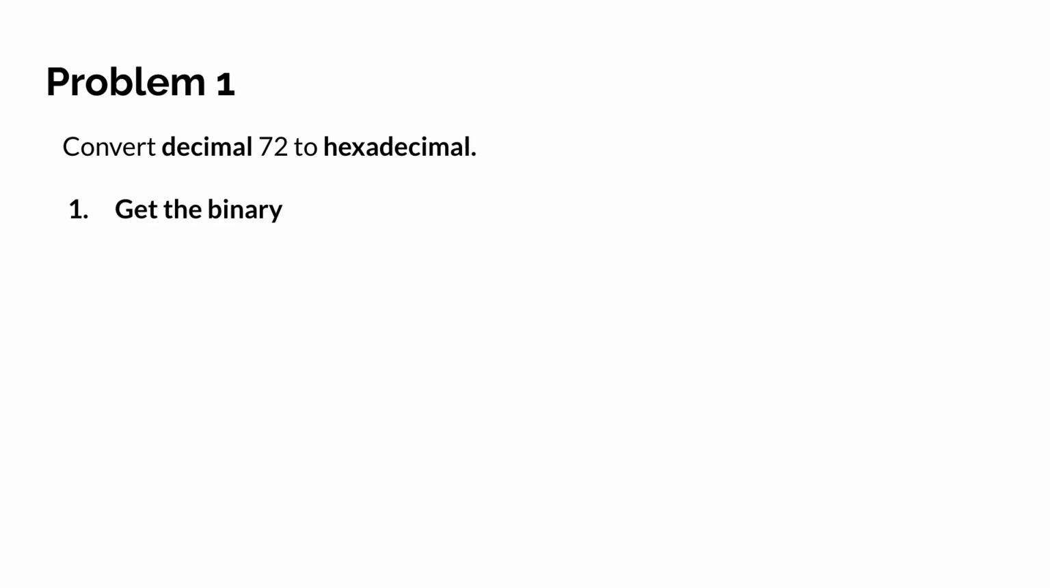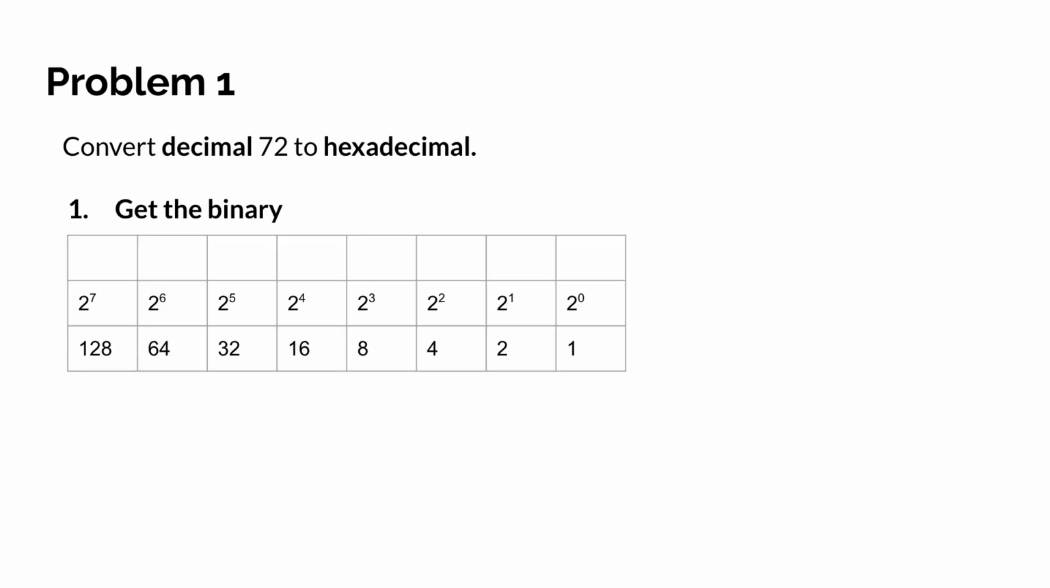So let's look at this first problem. We're going to convert decimal 72 to hexadecimal. First, we're going to get the binary version of decimal 72. All right, we throw our chart up. This can help us out if you want to put this on some scratch paper and build yourself a little cheat sheet. This is a good place to start. All right, there's the binary for 72.